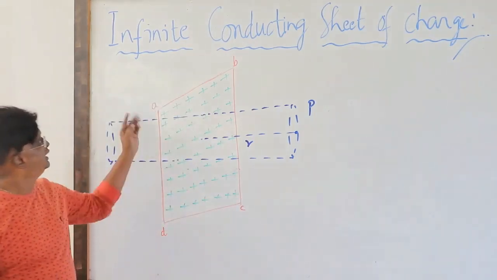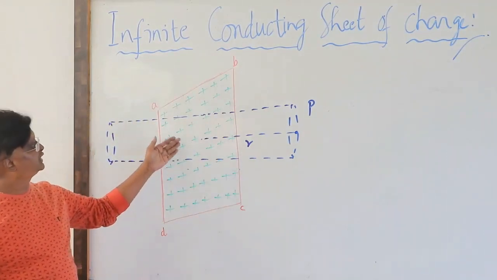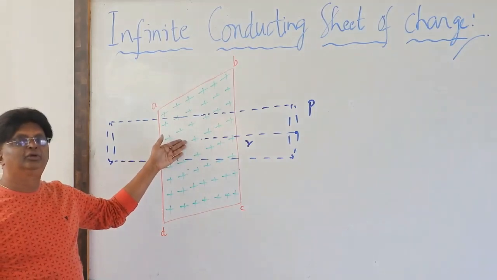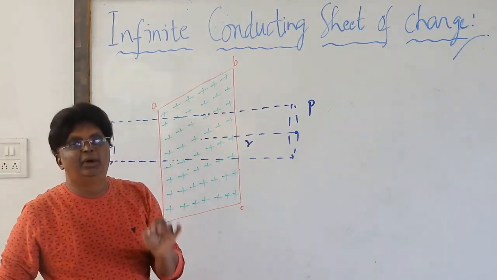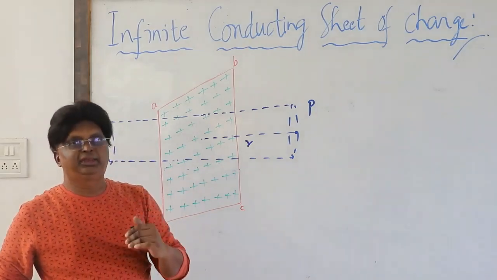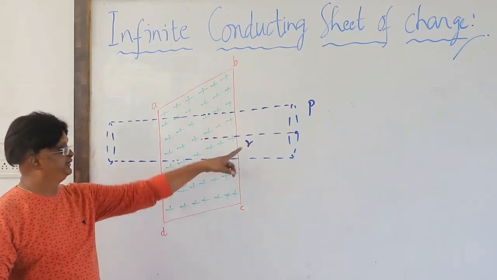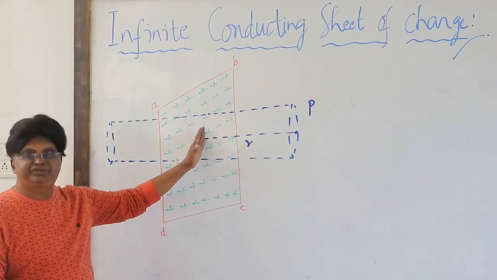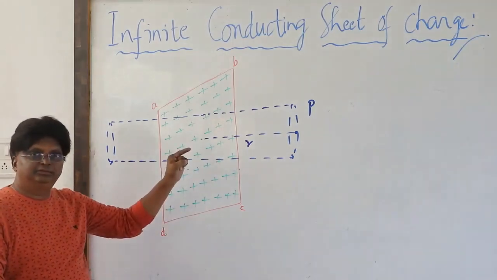Now, ABCD is a long sheet of conducting charge with surface charge density sigma, that is, charge per unit area is sigma. P is a point at a distance r from the sheet at which we are now finding the intensity.